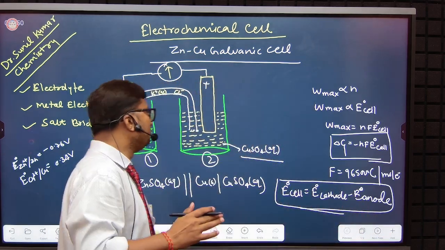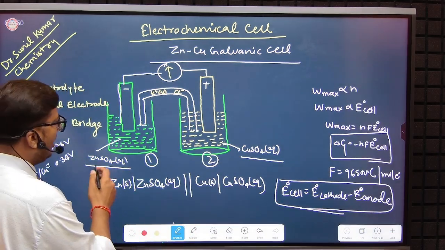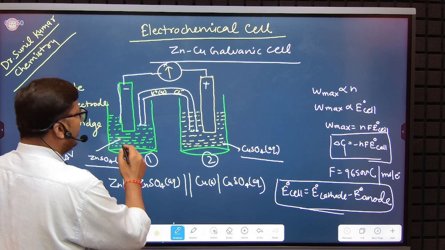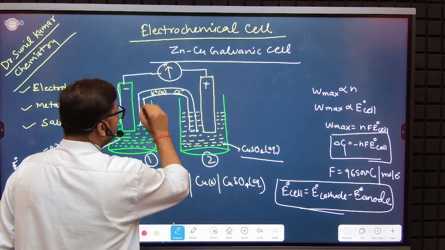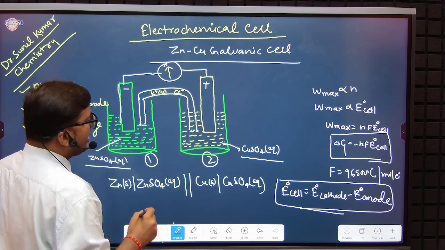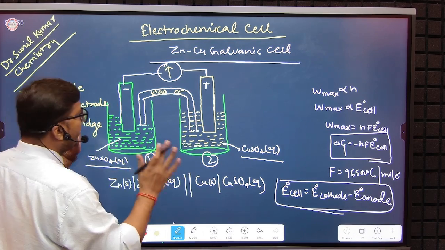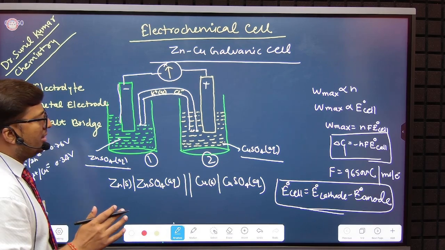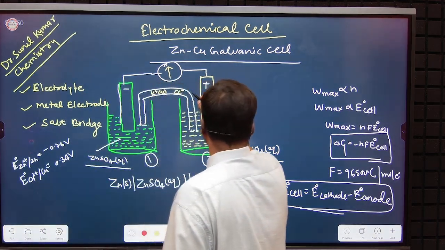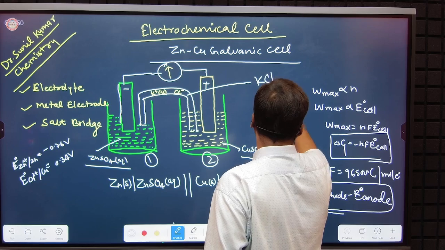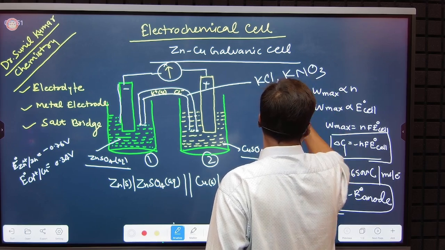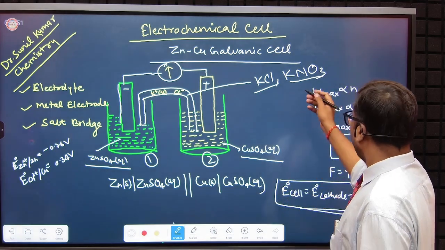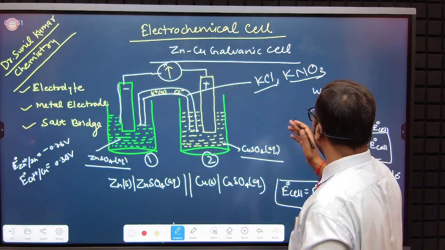aqueous medium, right? Now one more thing has been inserted between these two containers, an inverted U shaped tube. This is called a salt bridge, right? And that salt bridge contains strong electrolytes. As you can see, the salt bridge contains KCl or KNO3, which is a strong electrolyte, and that electrolyte is in agar gel.